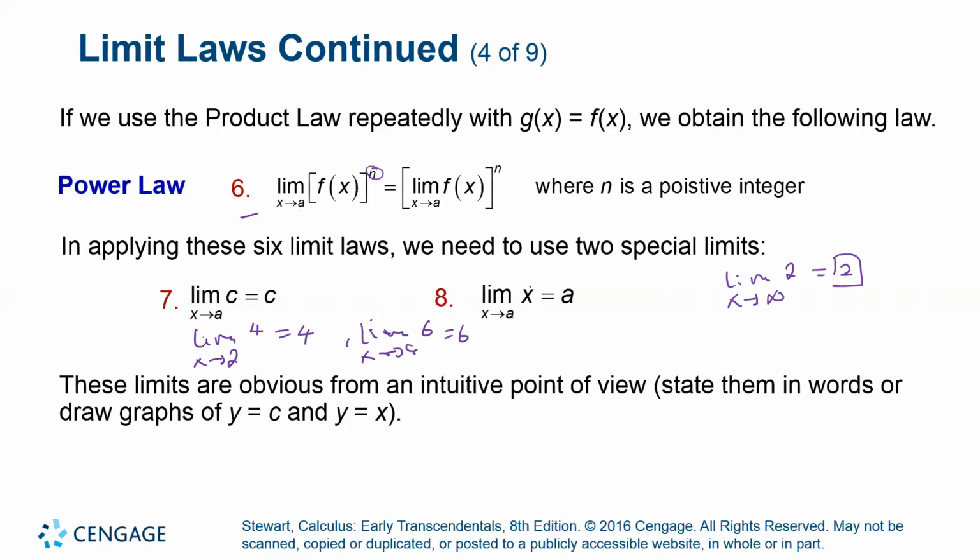And then the function x is actually a linear function. The domain is all real numbers, right? So it is in the domain. So whatever number x approaches, I just substitute it directly. In fact, this will bring us to the next law, which is direct substitution, which we'll talk about in a minute. So that is laws 6, 7, and 8.